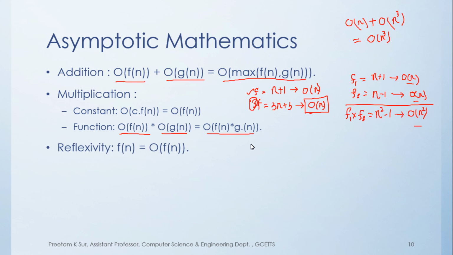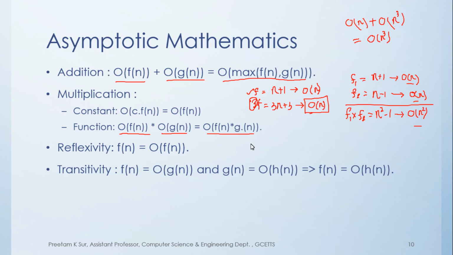Next is reflexivity. f(n) is always upper bounded by itself, because if you multiply some positive constant with this f(n), it is always going to give you the upper bound notation. So f(n) is always upper bounded by itself.